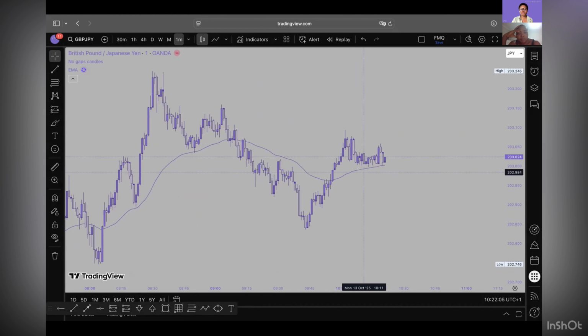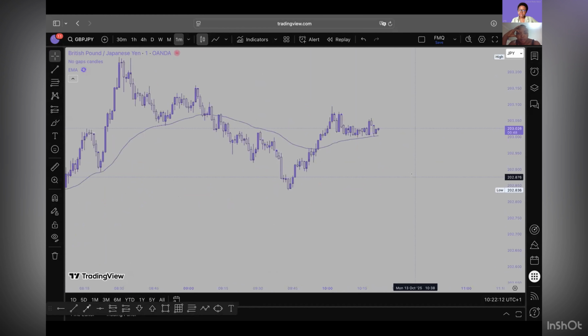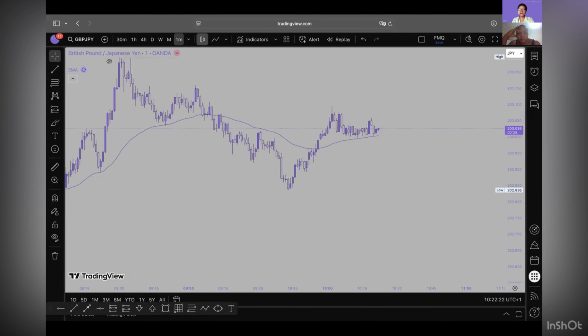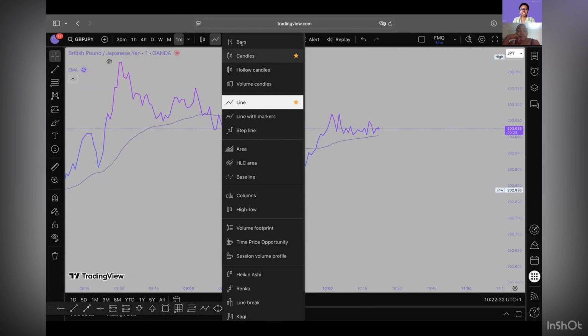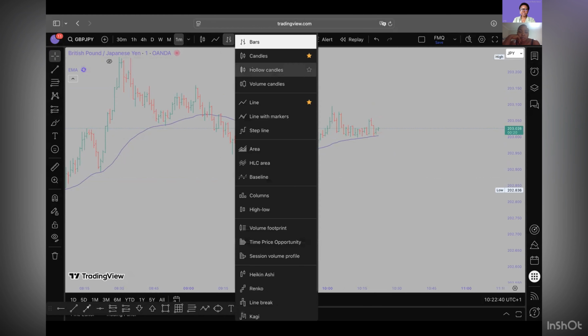The different types of charts. We have the line charts, the candlestick, and the bar charts, if you remember. So this one now is the candlestick. This one is the line charts. This is the candles. This is called a candlestick chart. This is called a line chart. There are different types. There's the bars. This is the bar charts. There's another one, hollow candles.